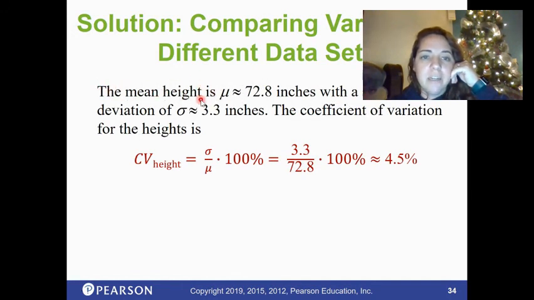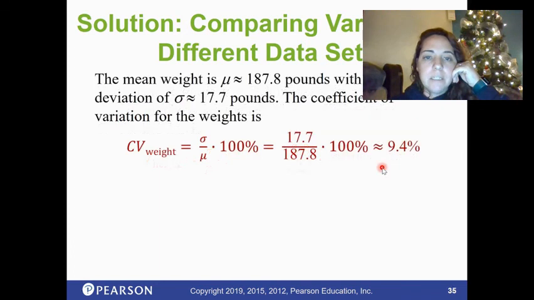So the average height was 72.8 inches, and the standard deviation was 3.3. So we just take that average height, the 72.8, and the standard deviation, and we divide them. So 3.3 divided by this, multiplied by 100%, you get 4.5. So that is the coefficient of variation for the height.